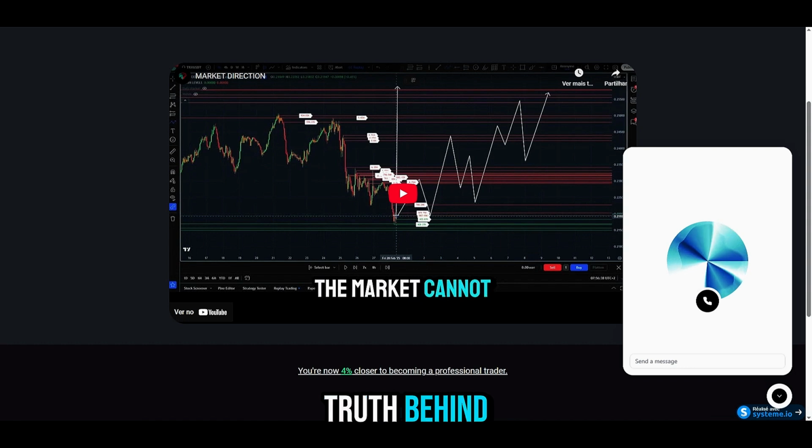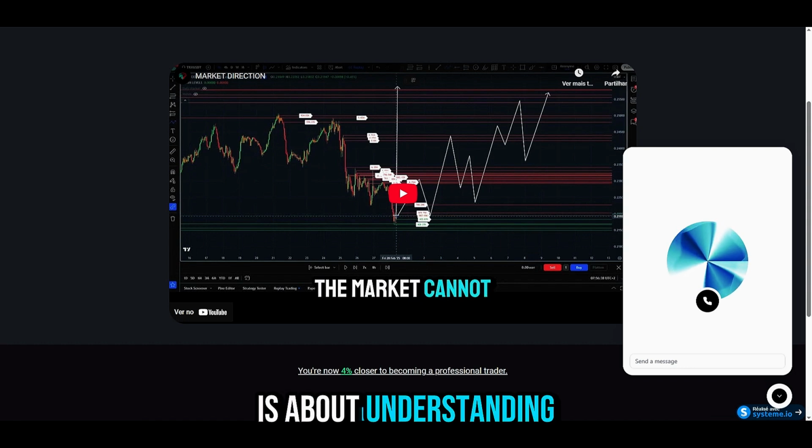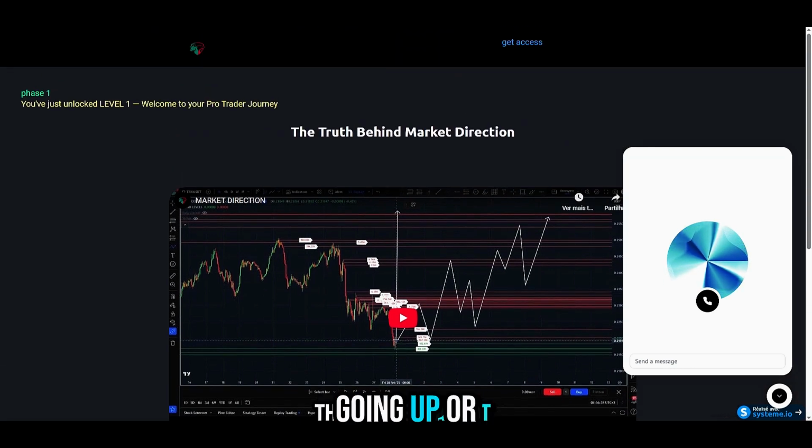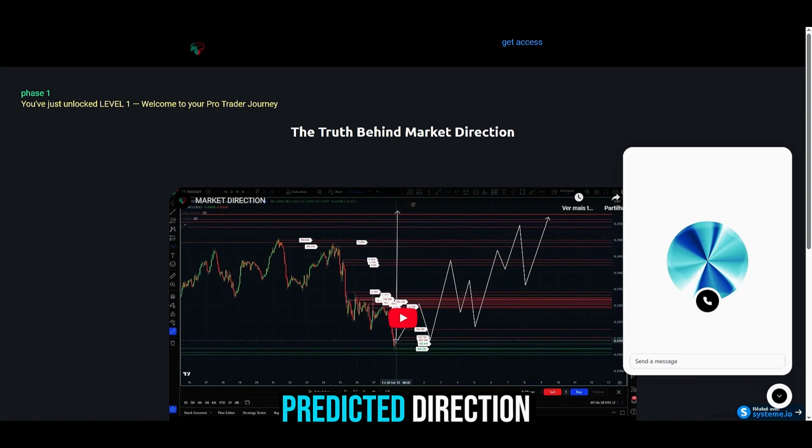The truth behind the market direction is about understanding that when I say the market is going up or down, it doesn't mean the price will move in a straight line. The market never does that. Instead, the market moves in waves. It pushes higher, then pulls back, then goes higher again. Many traders make the mistake of expecting a perfect move, panic at the first pullback, and exit too early, right before the market actually continues in the predicted direction.